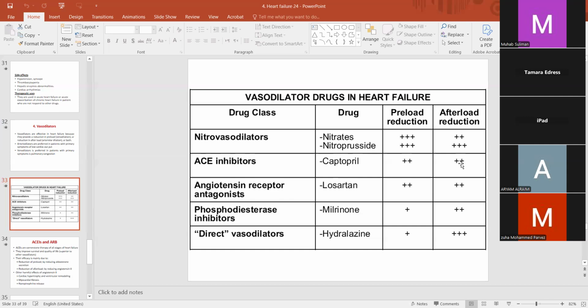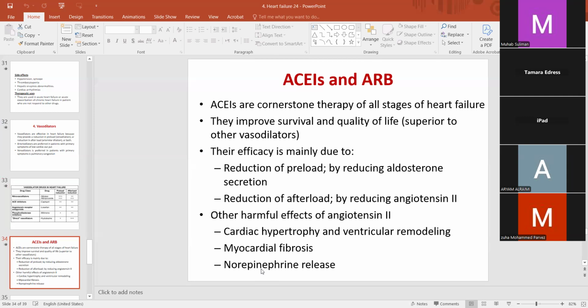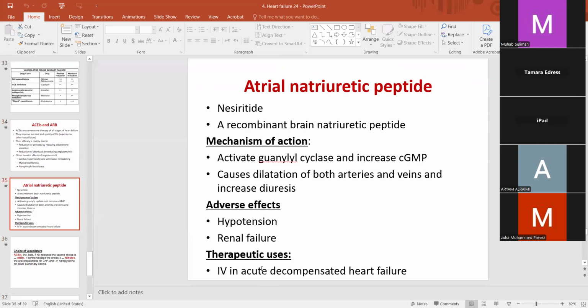This is the effect of the drug on veins. Preload reduction means the drug affects the veins, so for example nitrates and nitroprusside mainly affect the veins. And this is the effect on the arteries. For example, hydralazine mainly affects the arteries. We don't need to know these details. We just have to know that ACE inhibitors and ARBs are the most commonly used drugs, and they were discussed before.